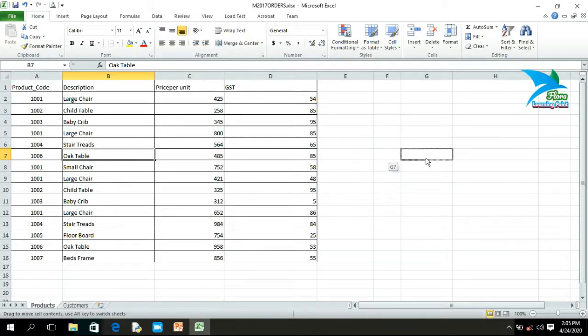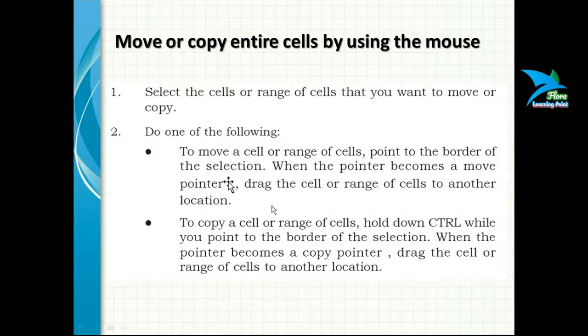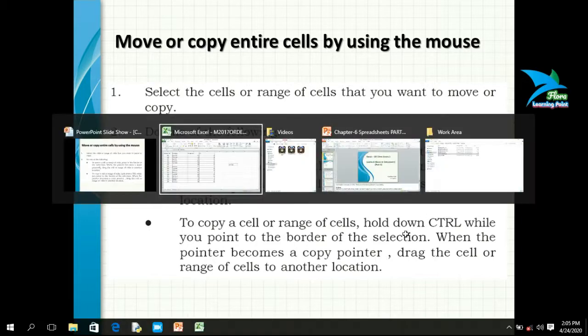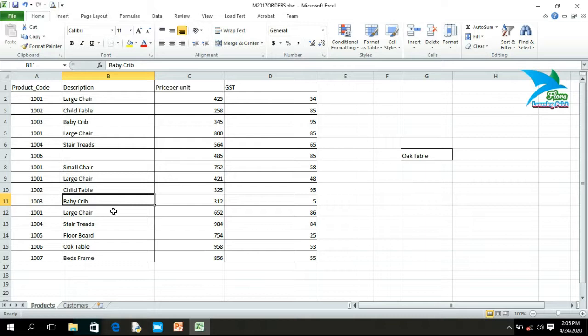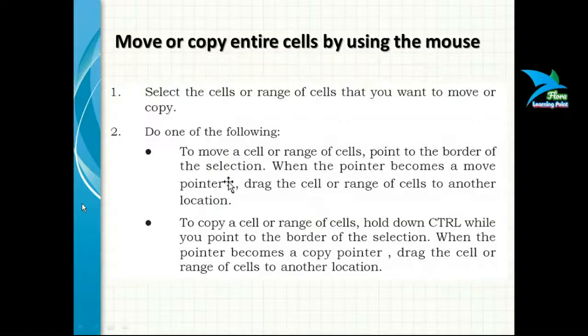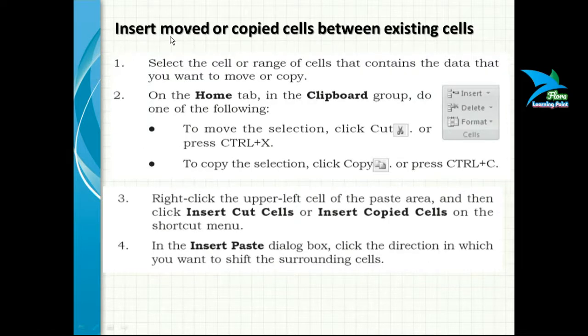Okay, let me do it again. Then drag it and release the mouse button. This is known as moving using the mouse. If you want to perform the copying operation, you have to press the Control key from the keyboard and do the same. So select the cell, press the Control key, then when the mouse pointer is converted to this small plus symbol, drag it. Now you can see the value is copied here and is also available in the source location. So that's all about how to move or copy using the mouse pointer.